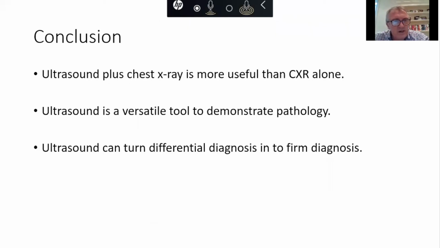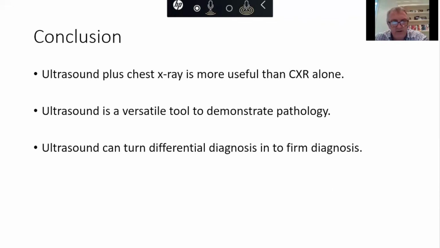So in conclusion, ultrasound plus chest X-ray is certainly more useful than chest X-ray alone. Ultrasound is a versatile tool to demonstrate pathology, as I've just described. And ultrasound can turn differential diagnosis into firm diagnosis. What I found when I went from using a stethoscope to ultrasound is that I could say to patients, your abdomen is normal, the liver is normal. I couldn't do that with a stethoscope. And that's not being clever, that is because ultrasound demonstrates the anatomy and can give you absolute diagnosis with a very high negative predictive value.